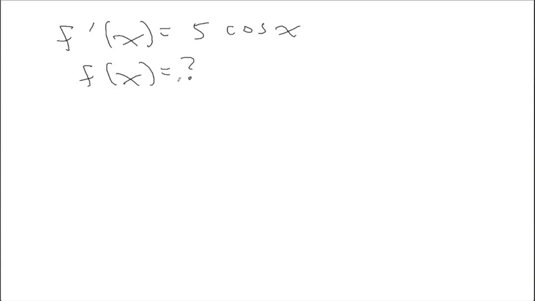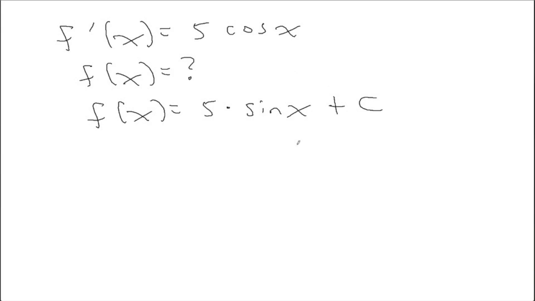So try this problem. Okay, so f prime of x equals 5 times the cosine of x. So what gave us cosine of x? That would be sine of x. So f of x equals 5 times the sine of x plus c.